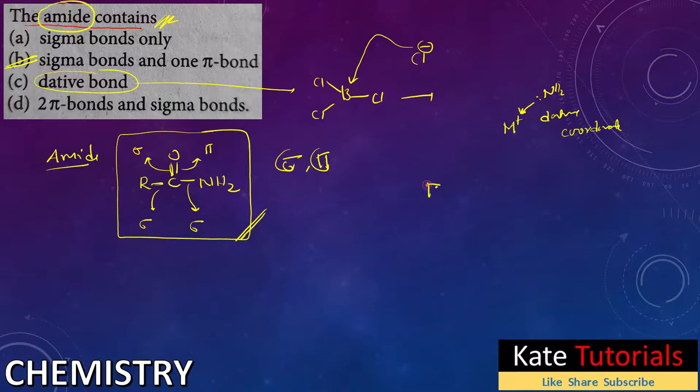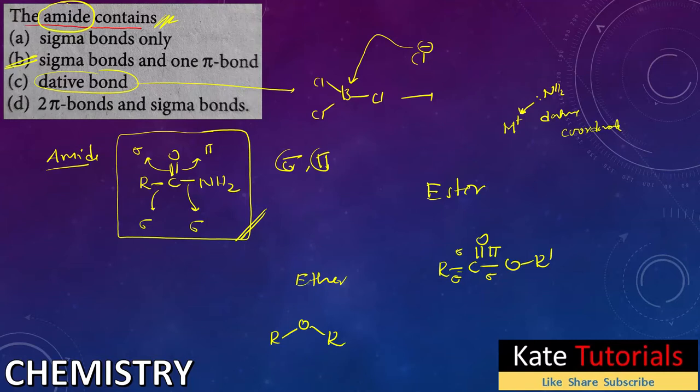If they asked you for ester, how many sigma bonds and pi bonds are there, whether it contains a pi bond or not? Yes, it contains. Why? Because ester means RCOOR', with C double bond O, right? It contains sigma bonds, and one pi bond, right? And if they ask you about ether, ether means ROR. Here it contains only sigma bonds, no pi bonds, right?